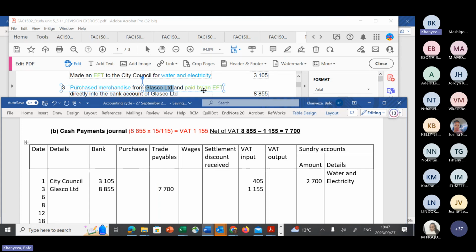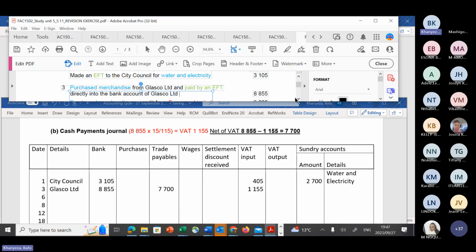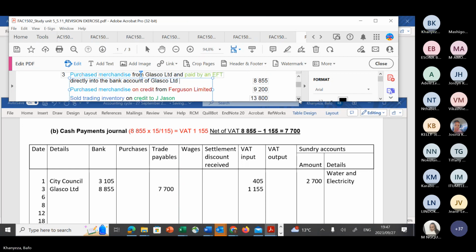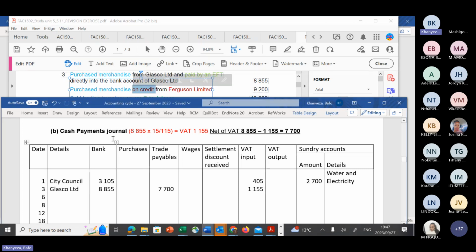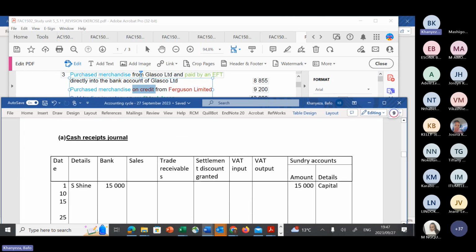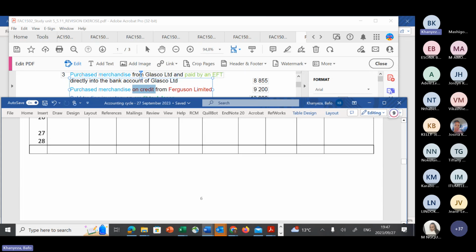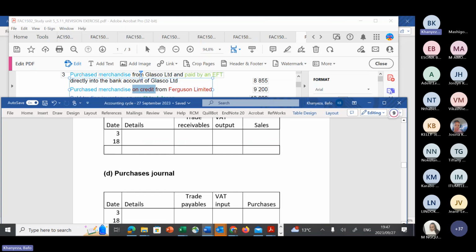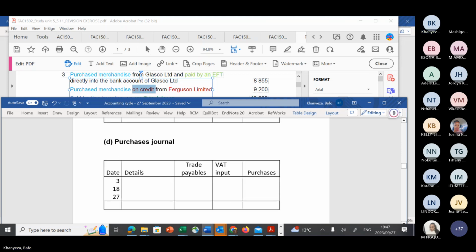So we were on DASCO. They paid with an EFT directly. Purchased merchandise on credit from Ferguson Limited. Now things are starting to change. We are now purchasing on credit. Do we put this in the cash payment journal? No, because these are payments. Do we put this in the cash receipts journal? No. So it means it goes to the purchases journal. This purchase on credit goes to the purchases journal.